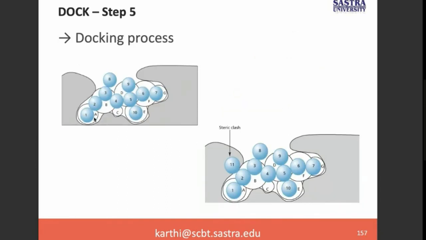So here we can say there is a kind of good shape complementarity. The top image shows that there is a kind of good shape complementarity between the pseudo atoms and the binding site. But if you look at the same molecule oriented in a different way, there's a kind of steric clash. The pseudo atom 11 is making some kind of steric clash with the binding site. So this way we can say that some orientations are preferred orientations for the ligand molecule within the given binding site, and some orientations are not preferred ones. Is that understandable?